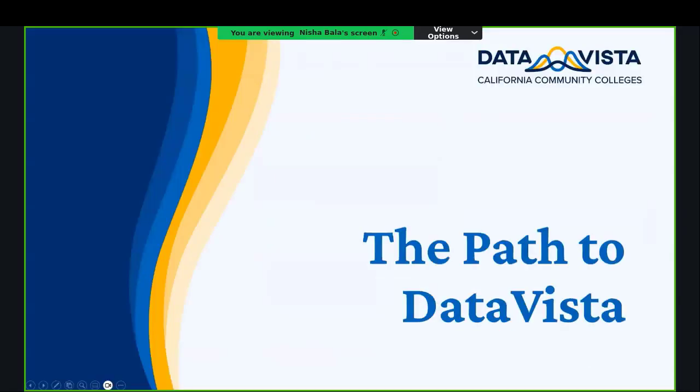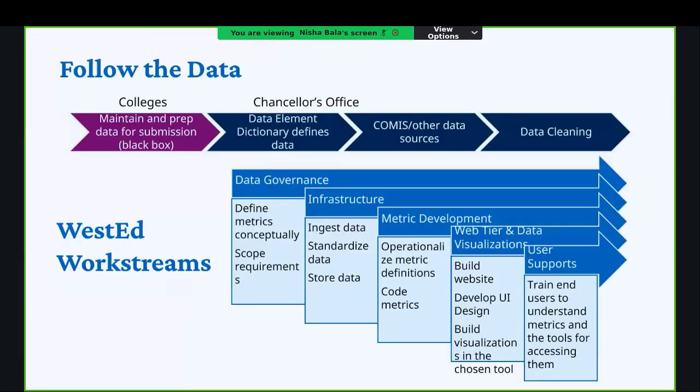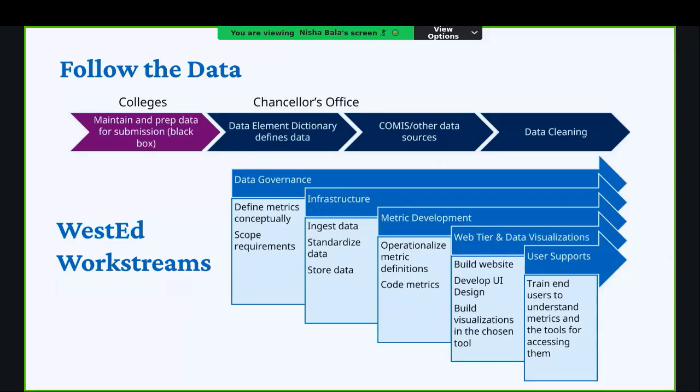So how do we incorporate some of this into DataVista? We're going to start with an understanding of what DataVista is, which is kind of a lot. We start with colleges who maintain and prepare data for submission. The data gets to the Chancellor's office, who does some initial defining and processing and puts it in COMIS. Then WestEd takes the data from COMIS and pulls it into our systems. We have several different work streams that work on this data. We've got a data governance piece wherein we design metrics and define how we want outcomes to look based on that data. We also have an infrastructure piece.